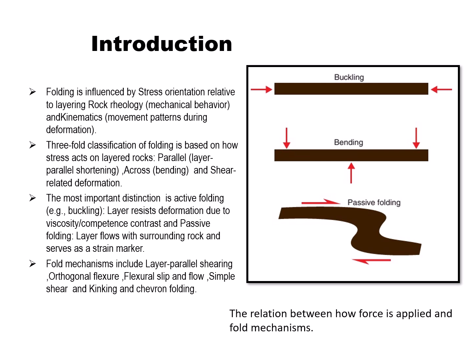The most important distinction is that in active folding, the layer deforms due to the viscosity or competence contrast, and in passive folding, the layer flows with the surrounding rock and serves as a strain marker. Fold mechanisms include layer parallel shearing, orthogonal flexural slip, flow, simple shear and kink, and several other folding mechanisms. As you can see from the figure, we have seen how buckling, bending, and passive folding occur, and how their stress orientations differ from each other. Let's move to the next slide.